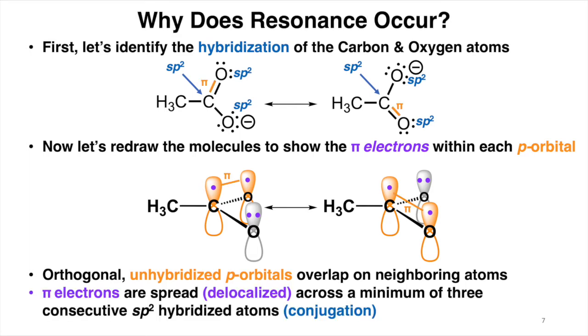Because the 3 p orbitals are neighboring to one another, the purple pi electrons can spread across these 3 atoms, a term which is called delocalization. And essentially, this is the essence of why resonance exists within a molecule. And if there are at least 3 p orbitals adjacent to one another, then the molecule is considered conjugated, but we'll get into more detail on that concept later on in the course.